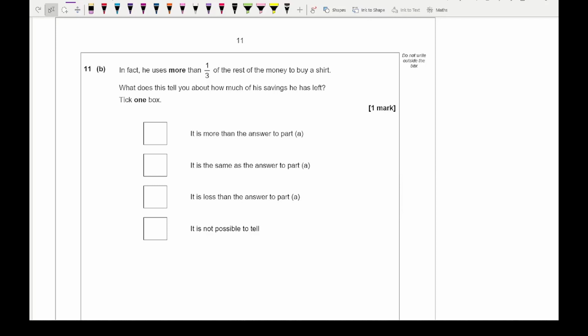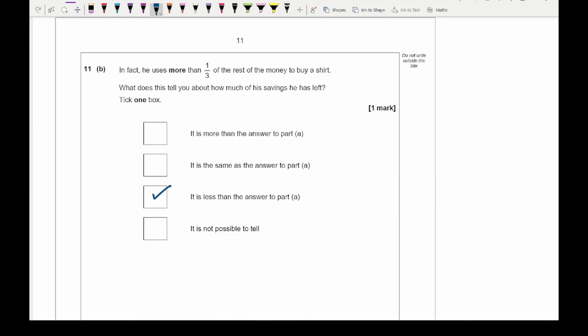Then moving on to 11b, it says in fact he uses more than a third of the rest of his money to buy a shirt. What does this tell you about how much of his savings he has left? Tick one box. Well, if he's spending more on the shirt, then obviously he's going to have less savings. So what we need to tick is our third option, which is going to be less than the answer in part A.